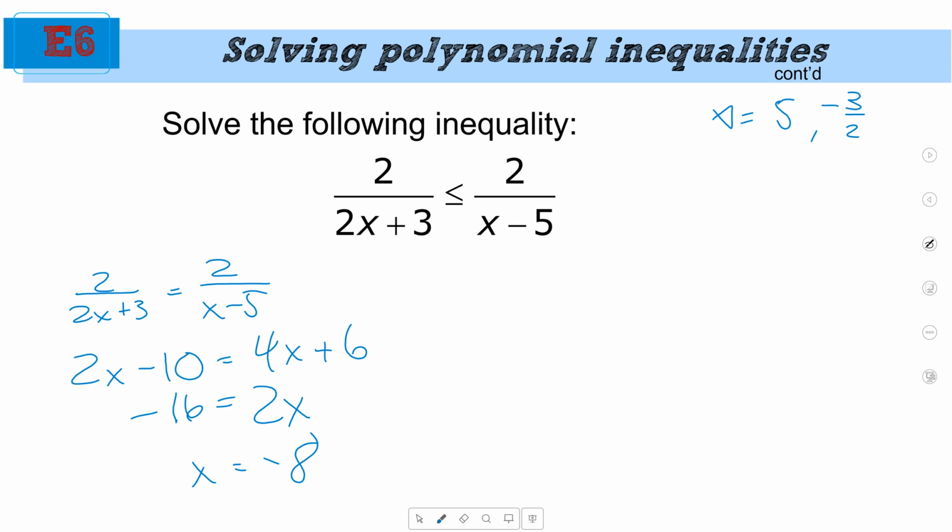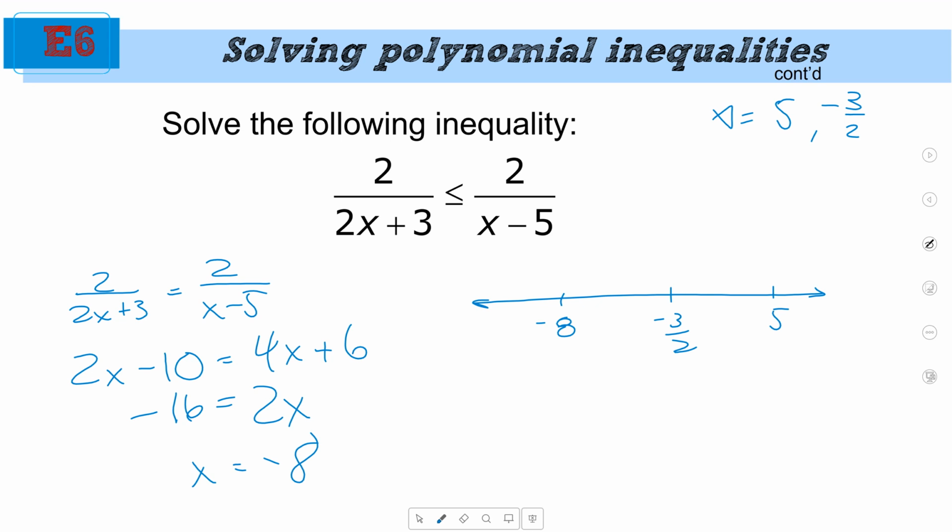And that's why I said it's a better idea to go through this independently. So -8 is the furthest to the left. Then I've got -3 halves, and then I've got 5. Then we need to test some regions.